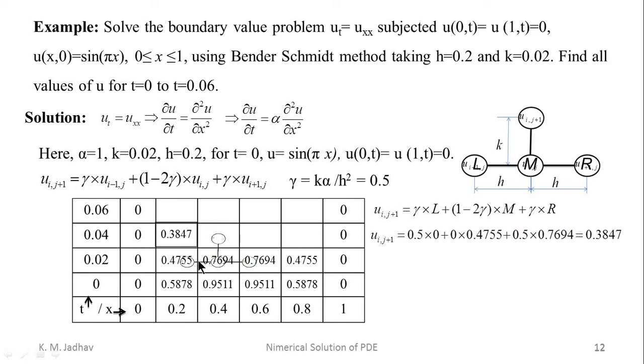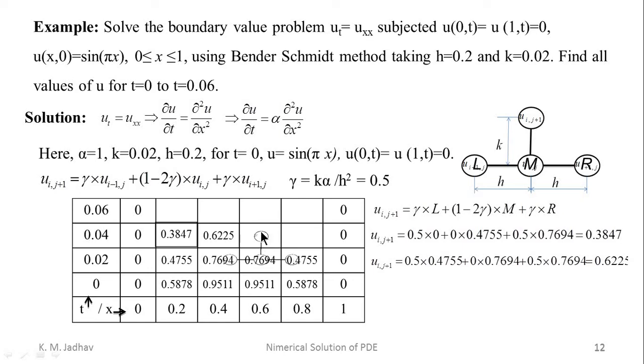To calculate the value at this point, we have to use these three values. This is the left side value, this is the middle value, and this is the right hand side value. If we put these values in this equation, then we will get u i, j plus 1 equal to 0.6225. So we can write that value 0.6225.